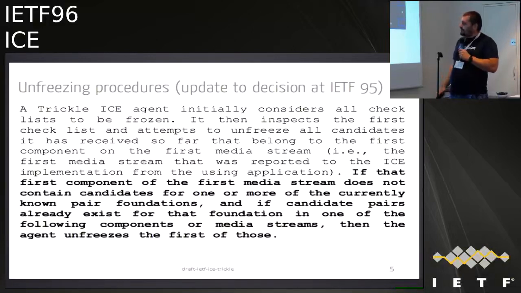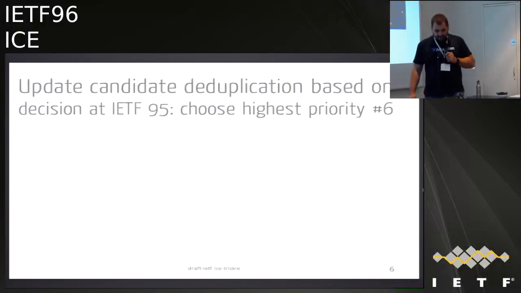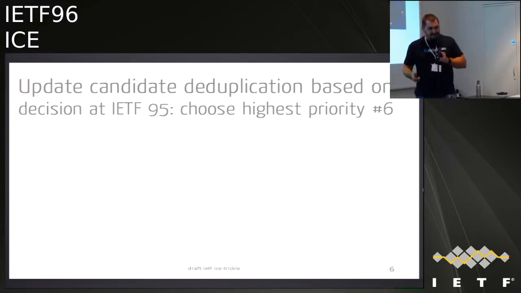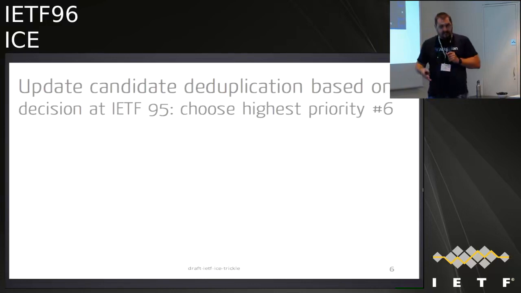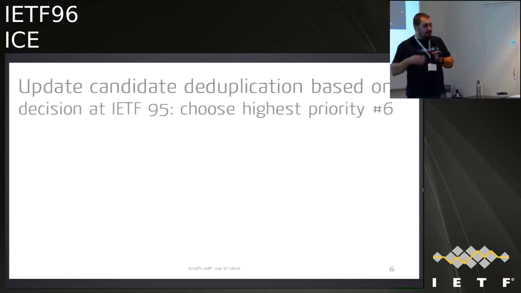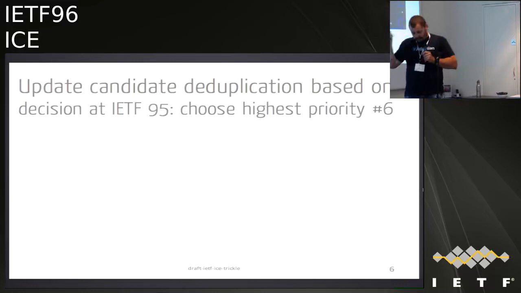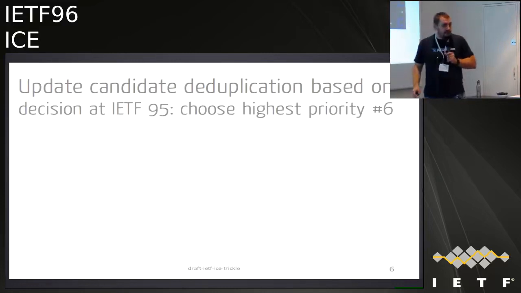So finally, there was this decision in IETF 98 that was saying, imagine that you receive trickle candidates. When you receive a trickle candidate, you go through your current checklist, and it turns out that you already have candidate pairs that match the candidate that you just received. The most common reason why you would have those is because they already popped up as peer reflexive candidates. So originally the idea was to say, just keep the higher priority one, and everything should be fine.